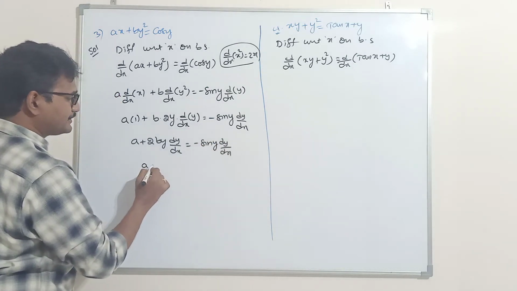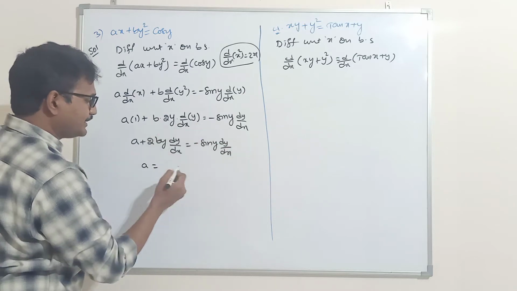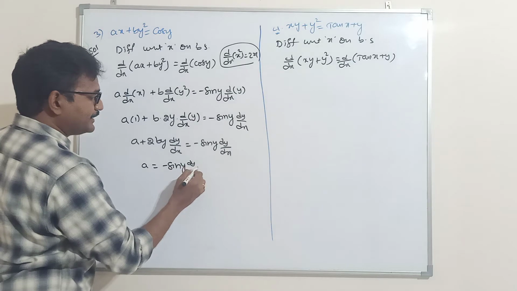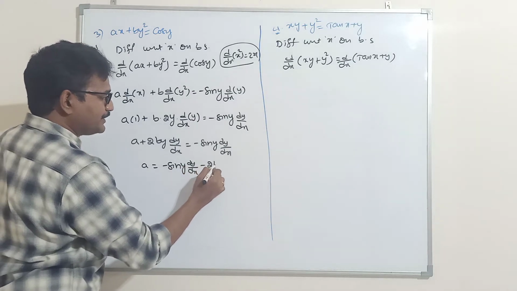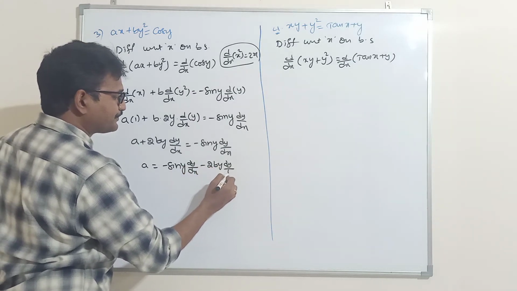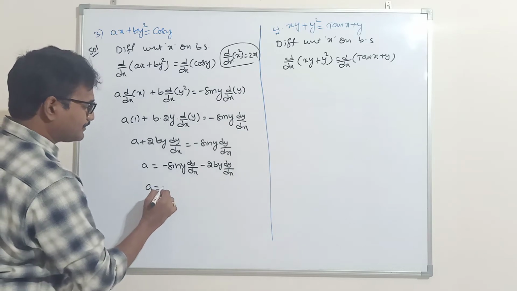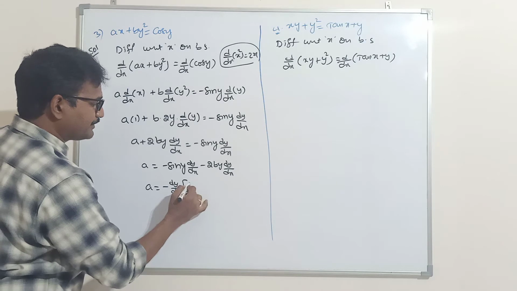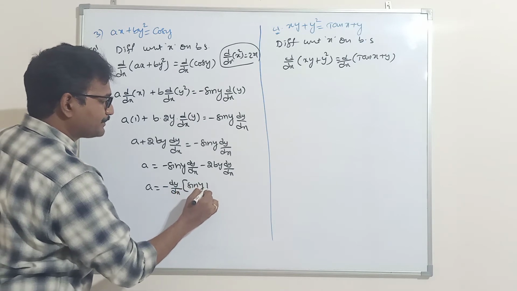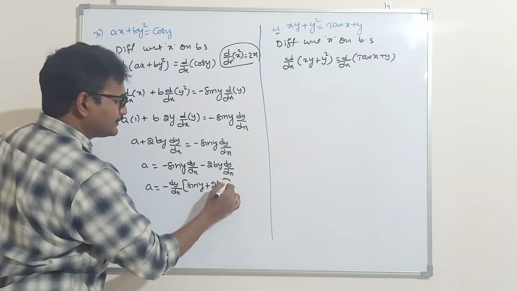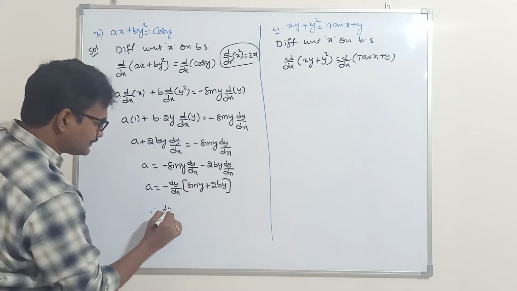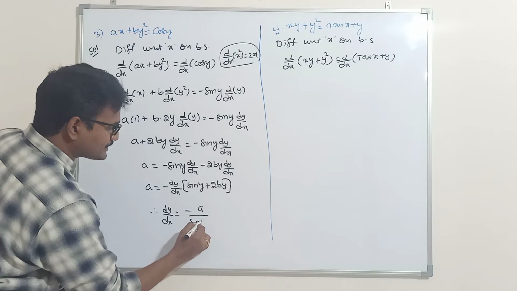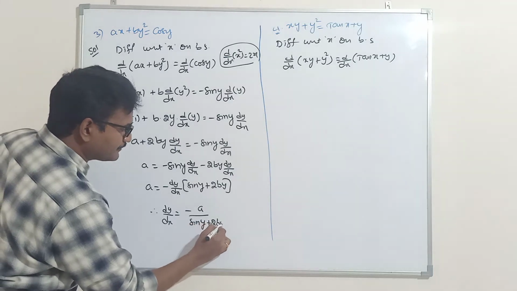So a is equal to, send 2by dy by dx to the right hand side: minus sin y into dy by dx minus 2by into dy by dx. So a is equal to minus dy by dx common. If you take minus dy by dx common, then you will get sin y plus 2by. Therefore, dy by dx is equal to how much? Minus a by sin y plus 2by.